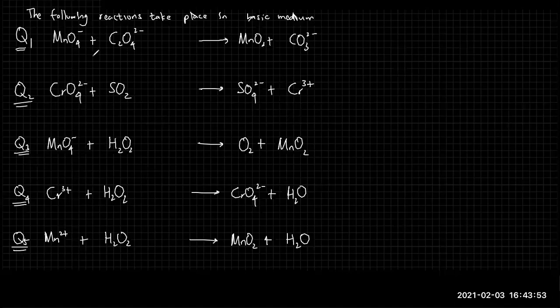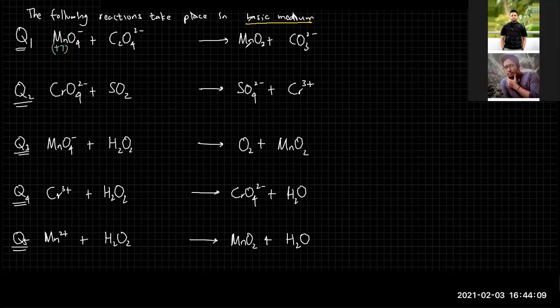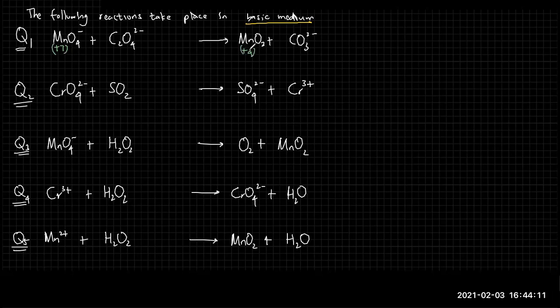Okay, now we are going to balance different ionic equations in basic medium. That's the important part, basic medium, right? Now, the first step will be to find out the oxidation states. So let's start. The oxidation states here, manganese is +7, whereas manganese here is +4, +7 and +4.